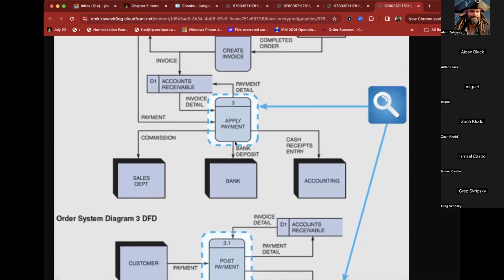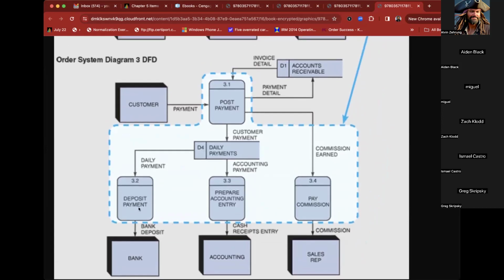But notice, apply payment was directly serving 3 different external entities at the same time. So as a programmer, I would have to define different processes for that purpose. As a data flow diagram person, I would have to realize that, yes, apply payment as a single process cannot serve 3 unique, distinct needs. Rather, it needs to have 3 separate processes to fulfill 3 separate needs, because somebody needs a commission, somebody needs a receipt, and somebody needs to know about the deposits.